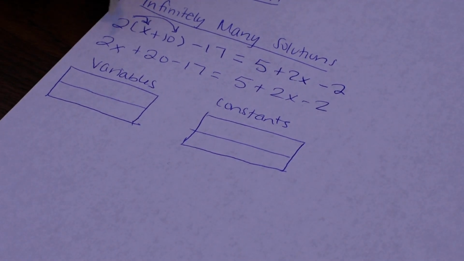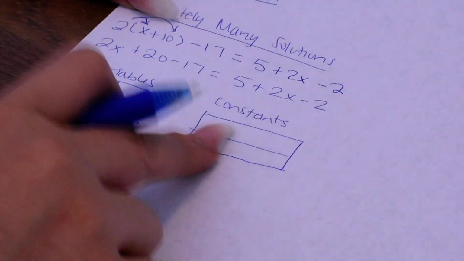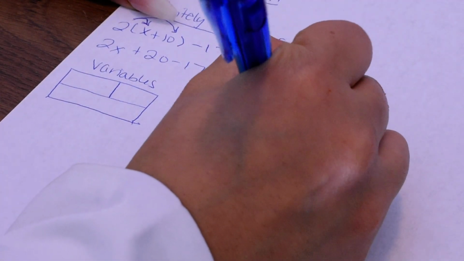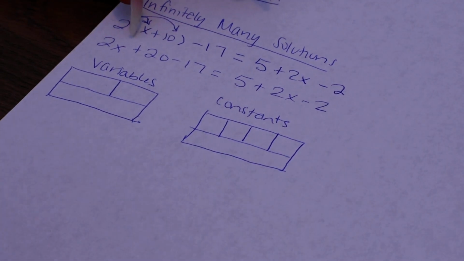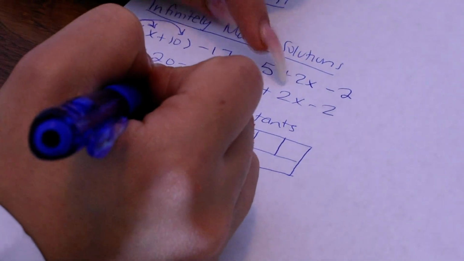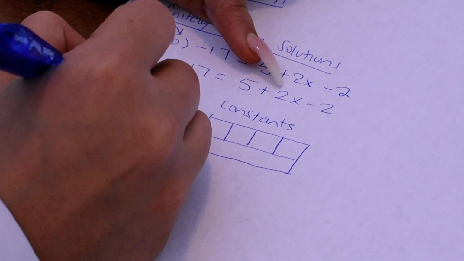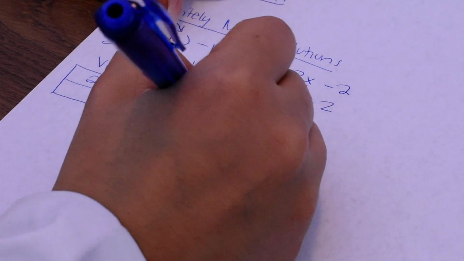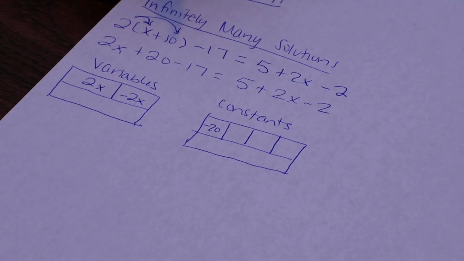All right, how many variables do I have? 1, 2. 2 variables. How many constants do I have? 1, 2, 3, 4. All right, 2x is on the left, so it stays 2x. This other 2x is on the right, so I switch it to negative 2x, all right? My constants. This 20 is on the left, but I need constants to be on the right, so it switches signs. Remember, constants have to be on the right, variables on the left.